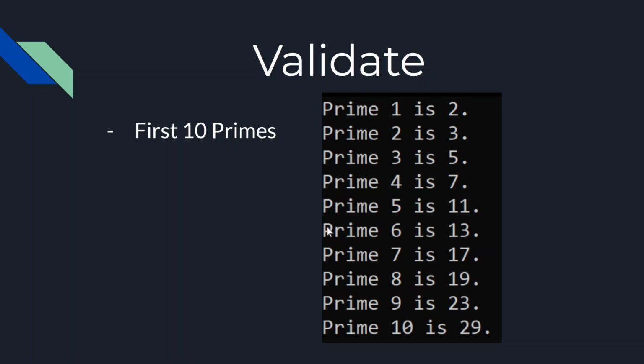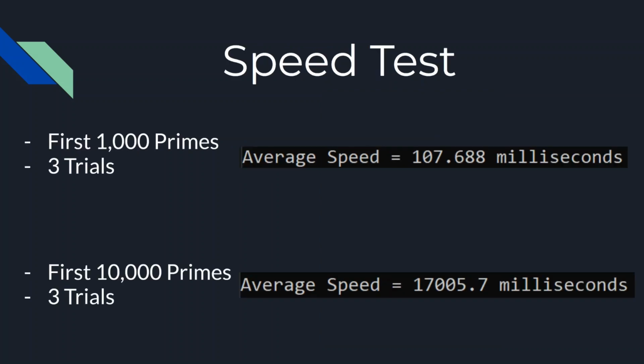So we're going to validate. It seems like it's working correctly. The first prime is 2, the second prime is 3, 5, 7, 11, 13, so on and so forth. So our program is working as intended. And our speed test indicates that we are finding the first 1,000 primes over 3 trials in about 1/10 of a second. And when we try to find the first 10,000 primes over 3 trials, our average time is about 17 seconds, which is pretty terrible.